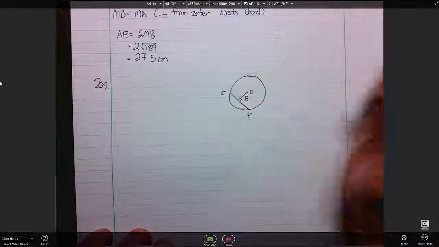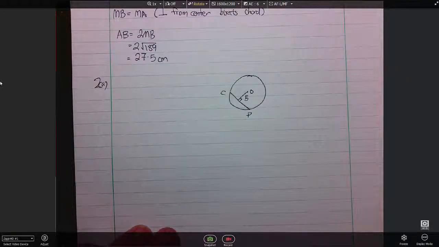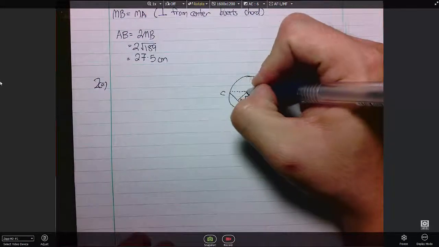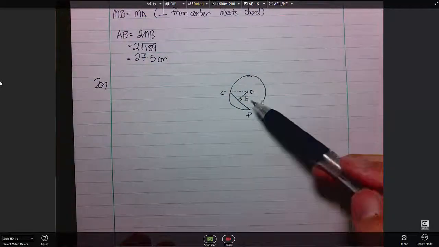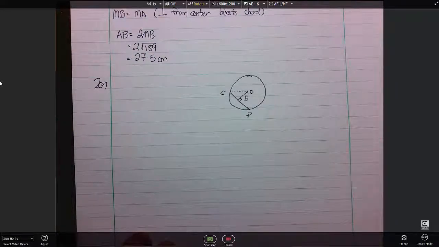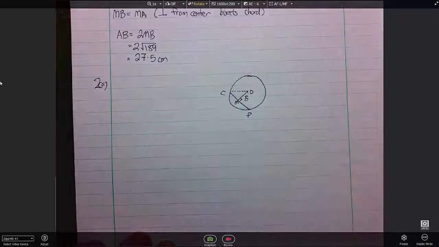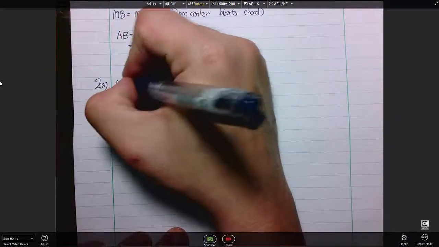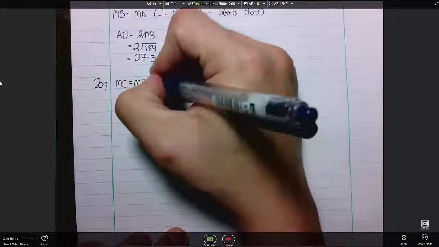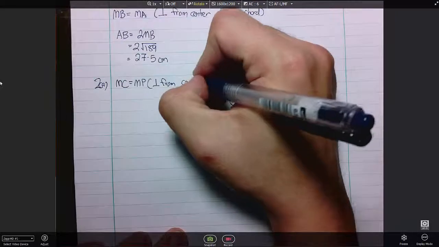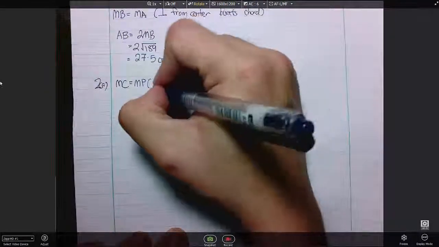And this point here, O to this point here, is 5 cm. Now where is the radius of the circle? If you notice, OC is a radius of the circle, because from the center to the circumference there's a radius OC. I shall call this point M. Now MC is equal to MD. Why? Reason again: perpendicular from center bisects chord.